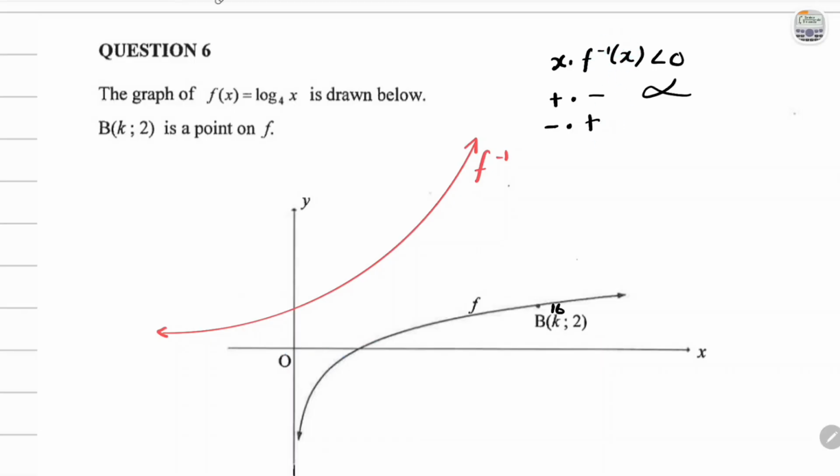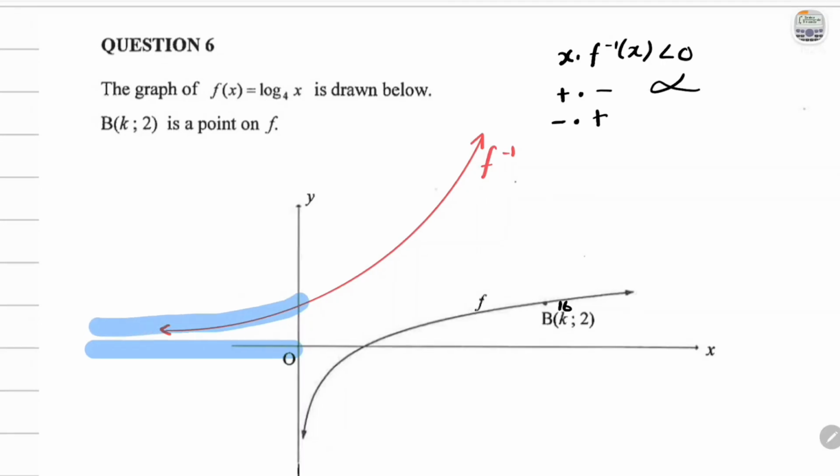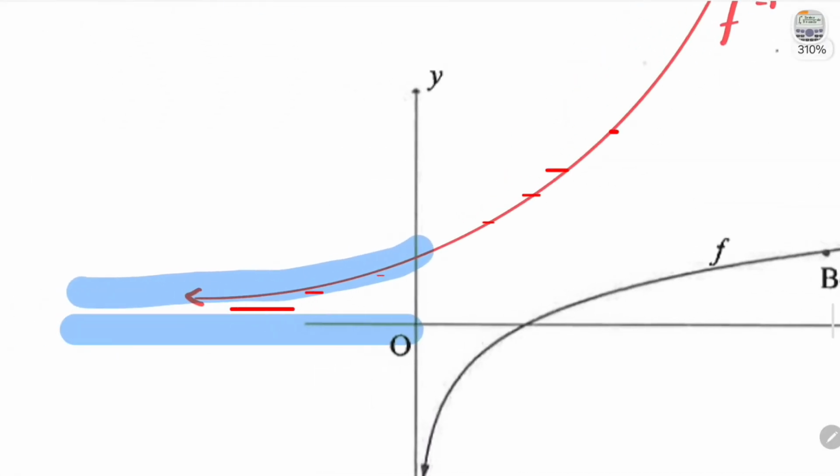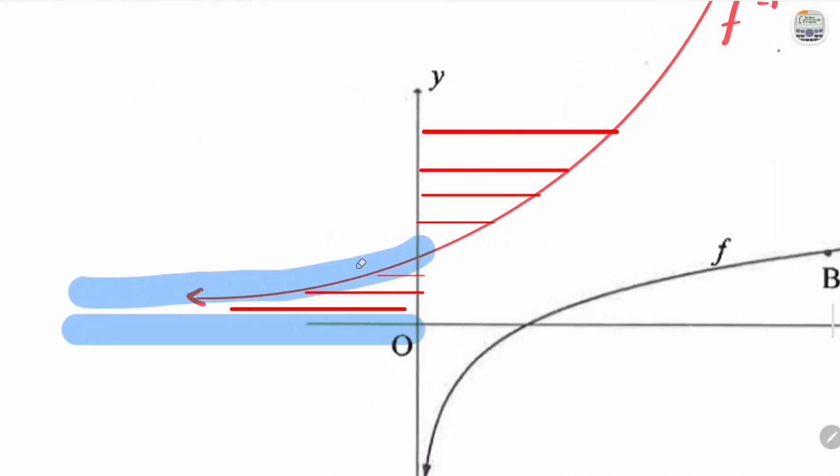Let's see if this happens. So we need negative x values. The negative x values happen over here. And for the same x values, the y values of the inverse need to be positive. Okay, so for those same x values, look at what the y values of these are. If you line them to the y-axis, they're all positive.